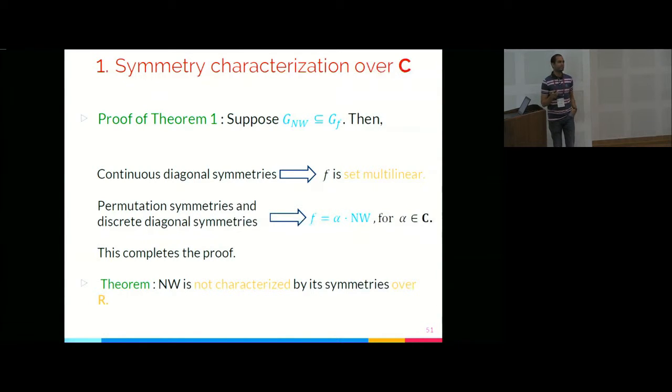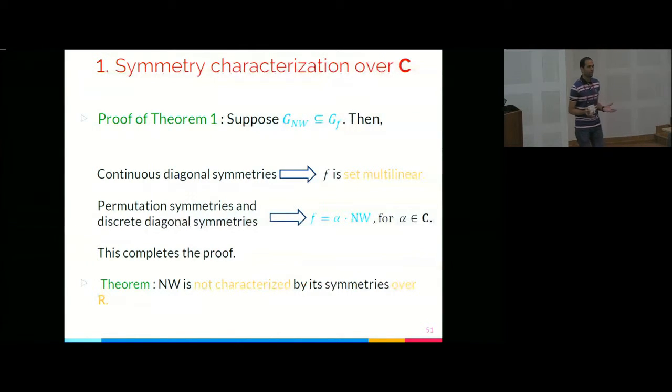Okay, so now let me go to the second, yeah. Maybe offline I can tell you the polynomial. We have a polynomial which doesn't look like alpha times Nisan-Wigderson, but it contains, yeah. So this actually helps us in proving this theorem over R, because over R we don't have discrete diagonal symmetry.